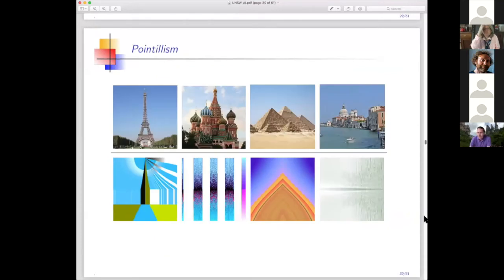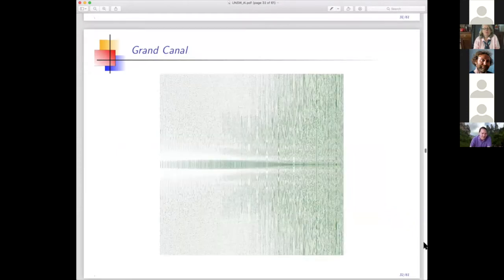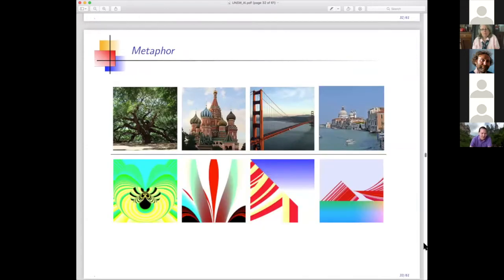You also see pointillism somehow. So this is based on the Great Pyramid. And if you zoom into this, you can see just fantastic detail. It's like a huge desert where you can see the individual grains of sand. It's a matter of personal taste, but I particularly like this one. You can't really see what this is, but there's some empty space here and some kind of structure here, and it's reflected in the water, made up of little points.